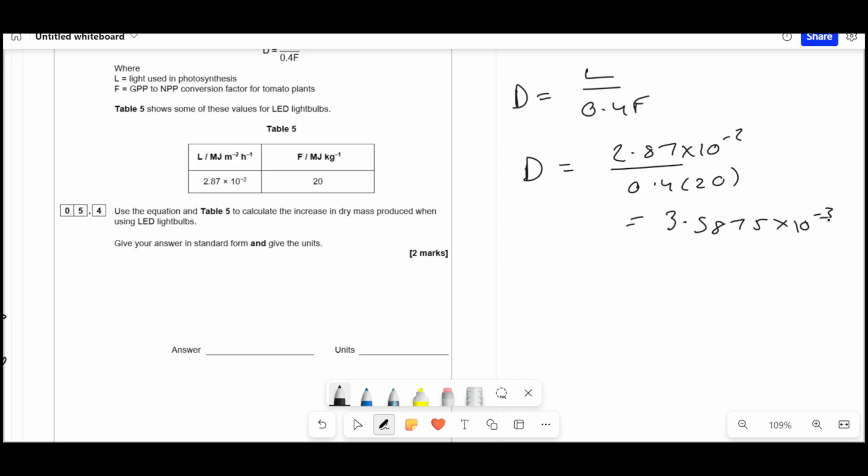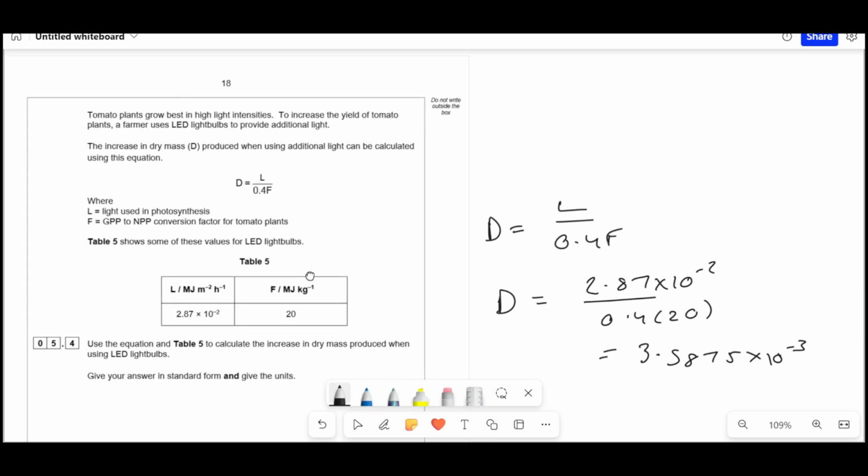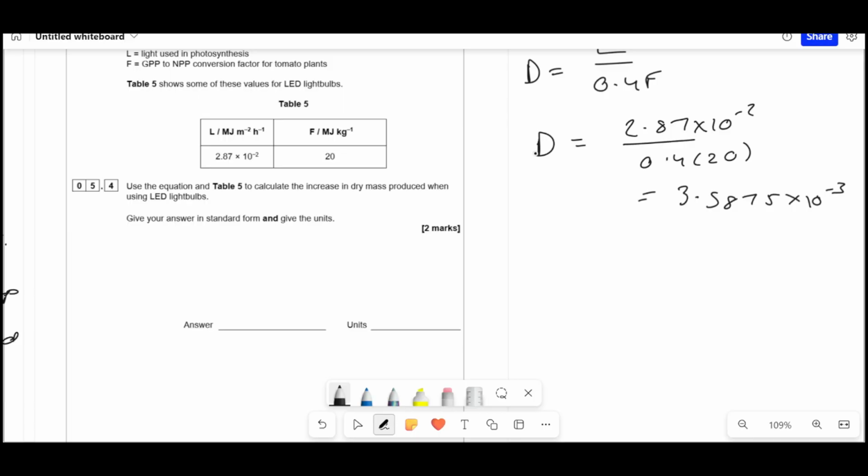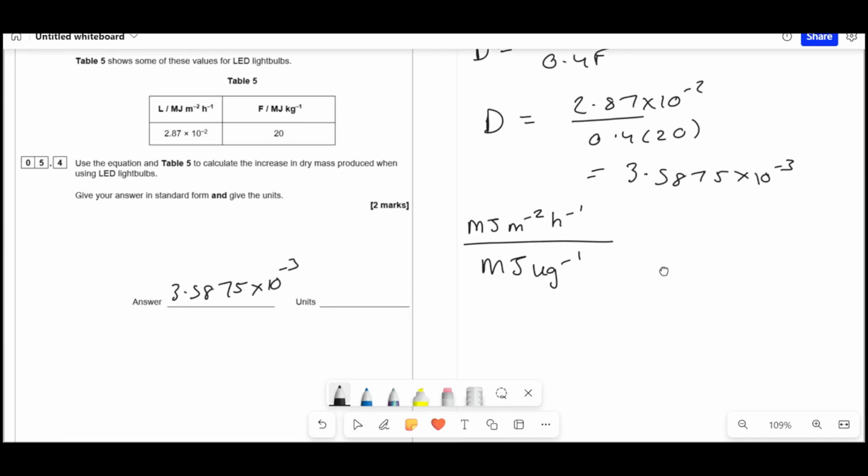So all they want you to do is the calculation here. Oh, sorry, it says D is the increase in dry mass. I misread the question. So all you have to do is plug the numbers in, and then figure out the units. Already it's 3.5875 times 10 to the minus 3. In terms of its units, look at the units they've given you: megajoules per meter squared per hour, and we're dividing it by megajoules per kilogram.